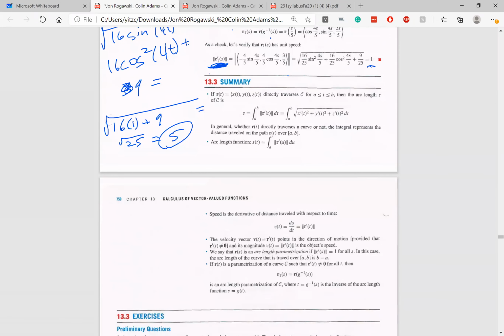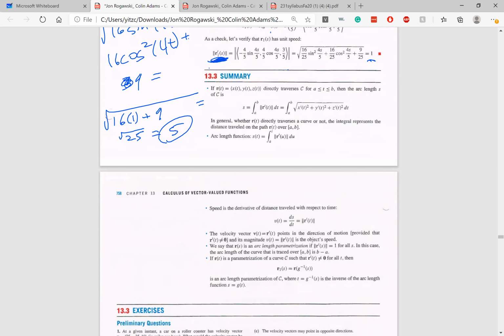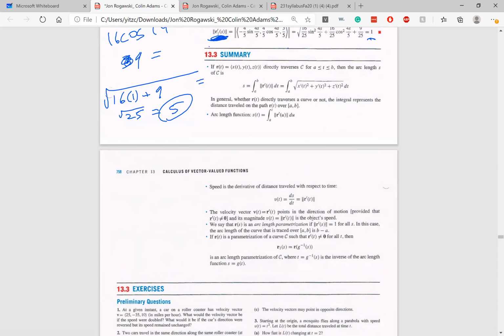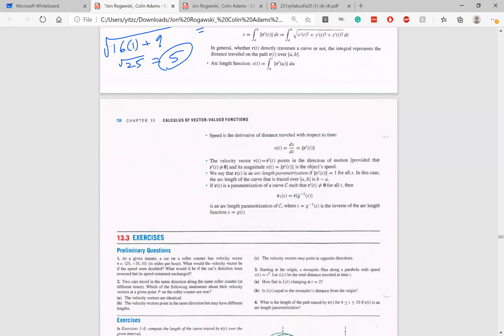Okay, so in summary, for the arc length, we have the equation of the arc length, which is simply the Pythagorean theorem of every coordinate. So you take the derivative of x, derivative of y, derivative of z, square all of them, take the square root. And we also looked at the speed. The speed would just be the magnitude of the derivative at t.